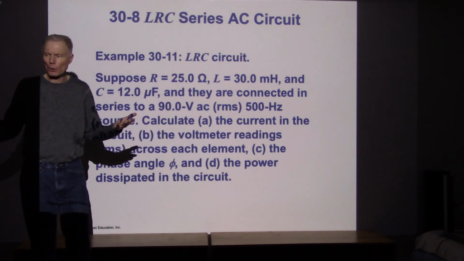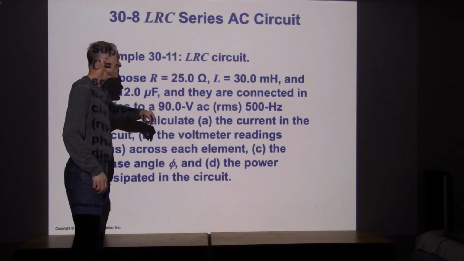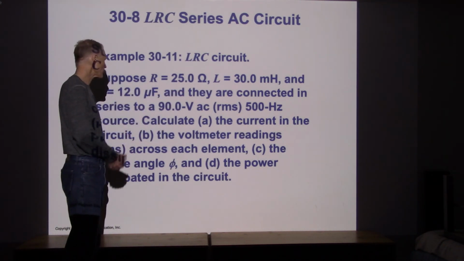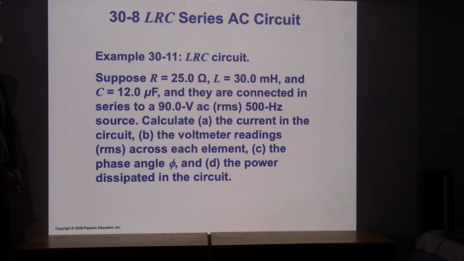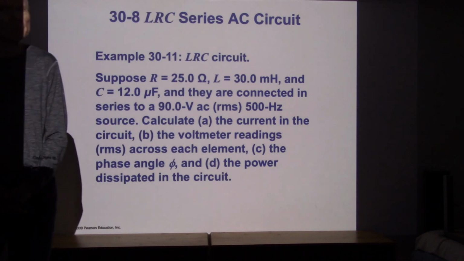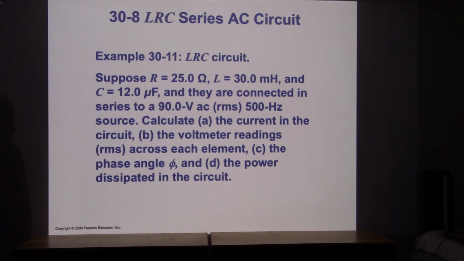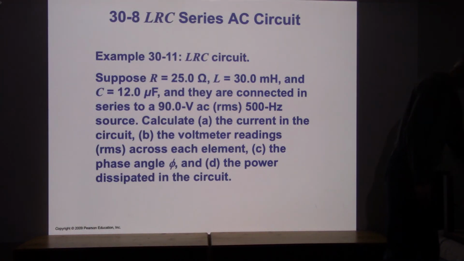All right, here's one of those unusual kind of AC generators. This is not plugging into an outlet anymore. This is operating at 500 hertz and 90 volts. Find the current. Find out what all of the individual voltmeter readings are going to be. Find the phase angle and find the rate at which energy is being dissipated in the circuit.